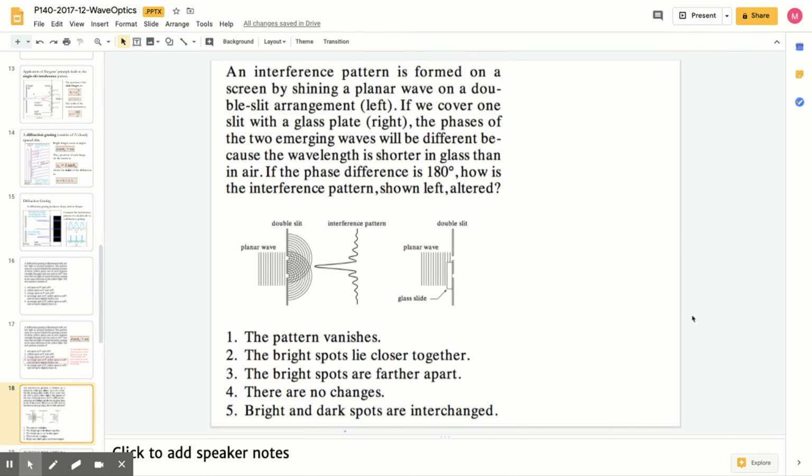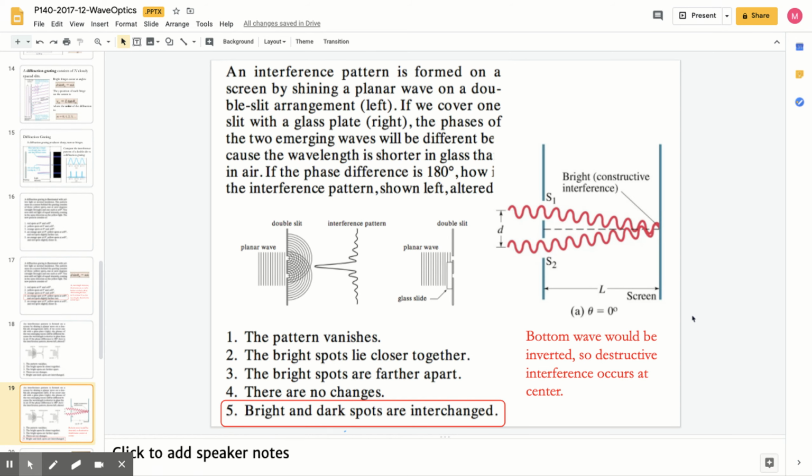And so an interference pattern is formed on a screen by shining a planar wave on a double slit arrangement. If we cover one slit with a glass plate, the phases of the two emerging waves will be different because the wavelength is shorter in glass than the air. If the phase difference is 180, how is the interference pattern shown left altered? So here, the bright and dark spots are interchanged, right?